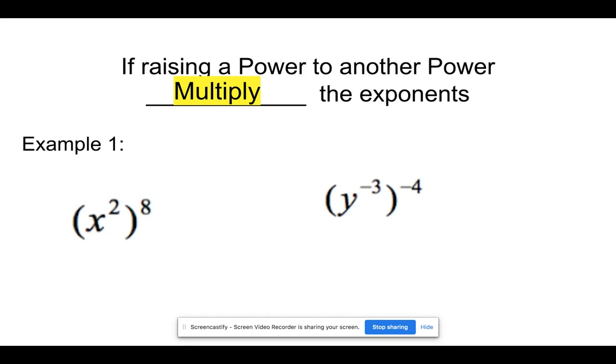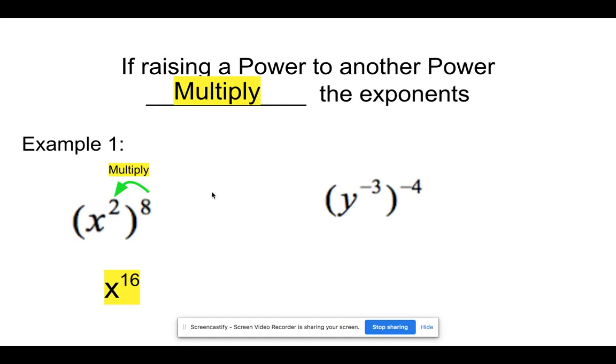If you remember from last time, when we were using the product rule of exponents, we were adding the exponents on the same base. But now, if we have an exponent outside parentheses, we have to multiply it with all the exponents inside the parentheses. What that looks like is we're still going to keep the base, which is x, but now we're going to multiply those two exponents. So we keep the base x, but then we multiply 2 times 8 to get 16.